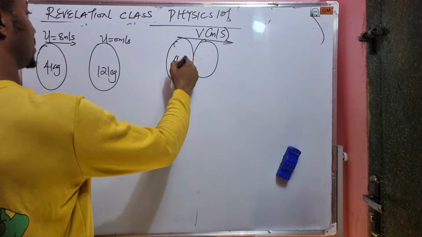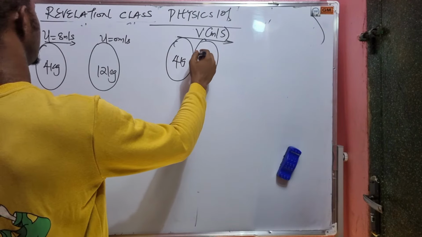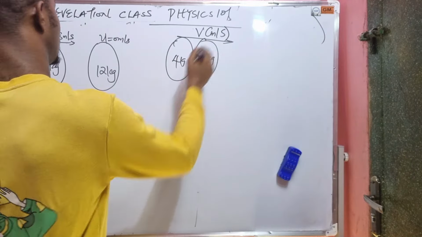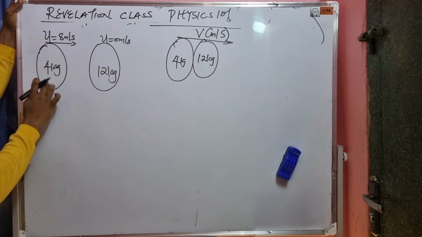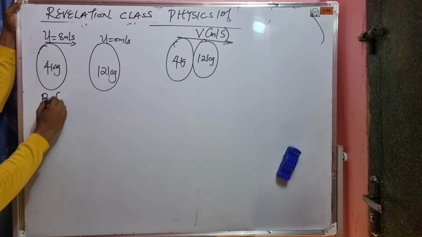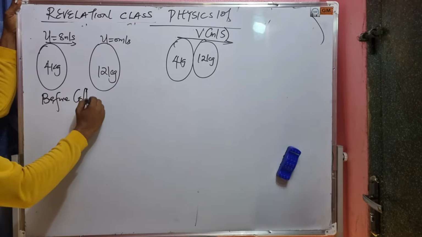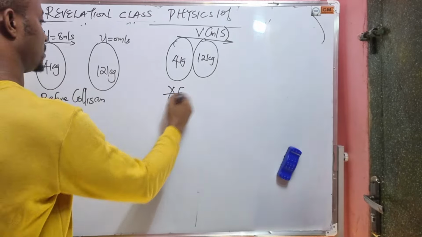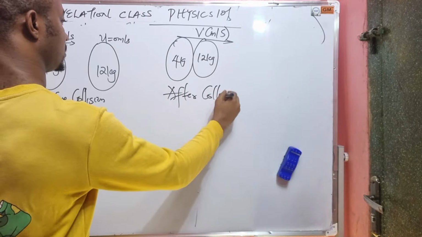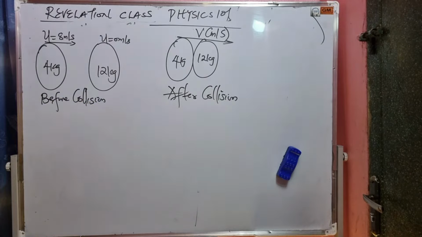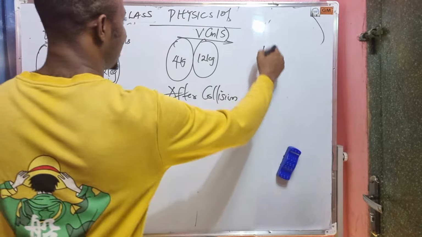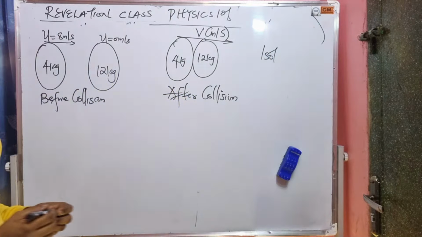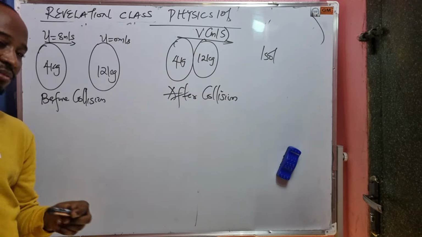After impact. This is 4 kilogram. This is 12 kilogram. Look at this now. This other mass here is approaching this. So the momentum before collision, and this is after collision. According to conservation of linear momentum, in a closed or isolated system, momentum of a body before collision must be equal to momentum after collision.